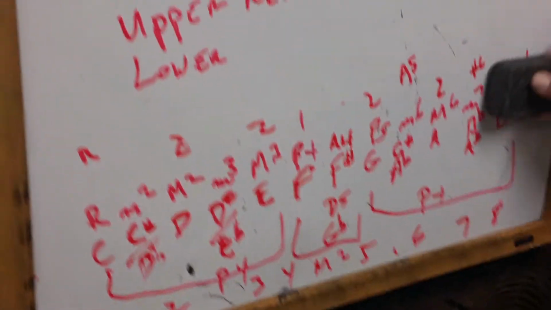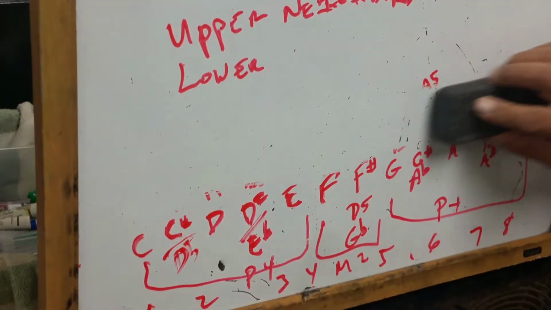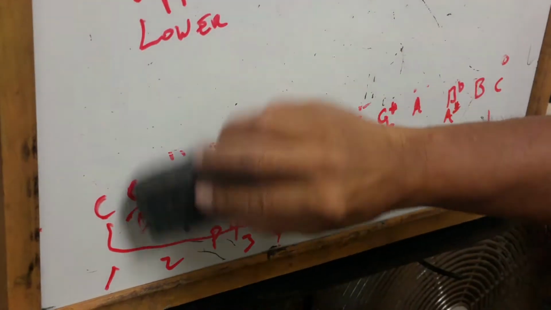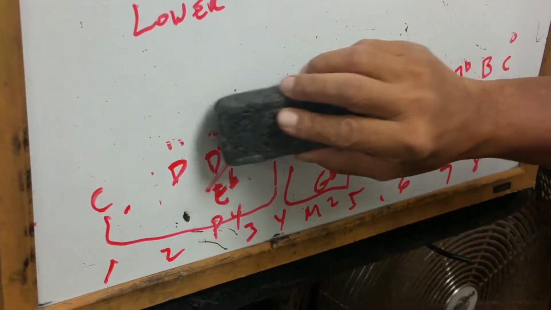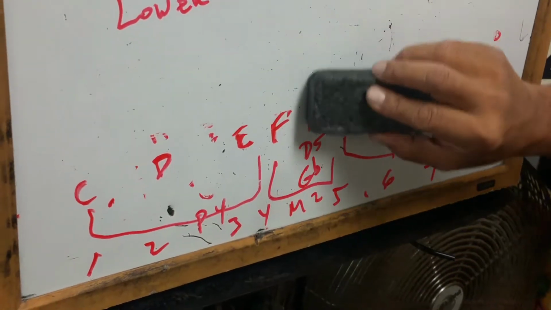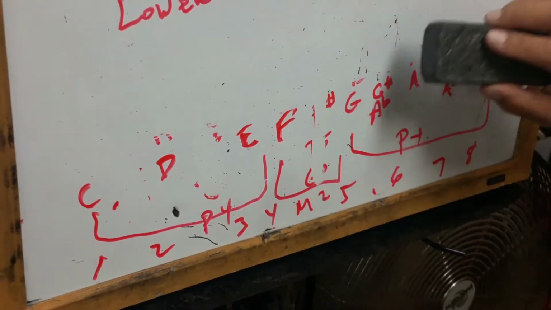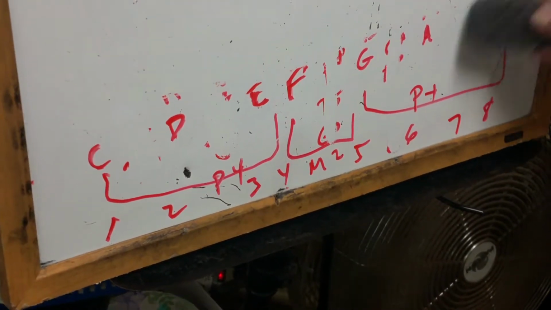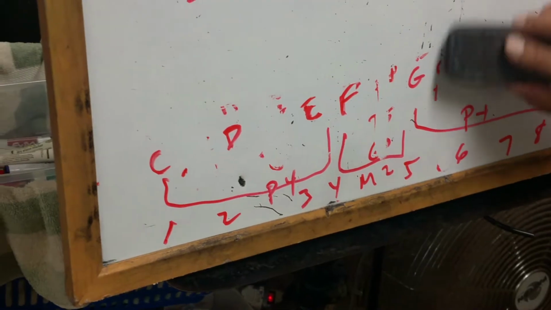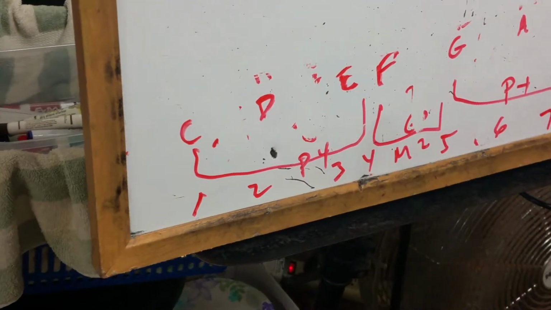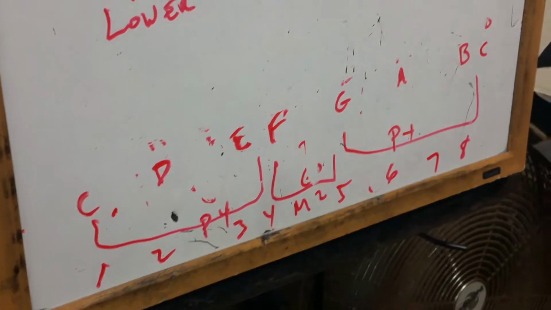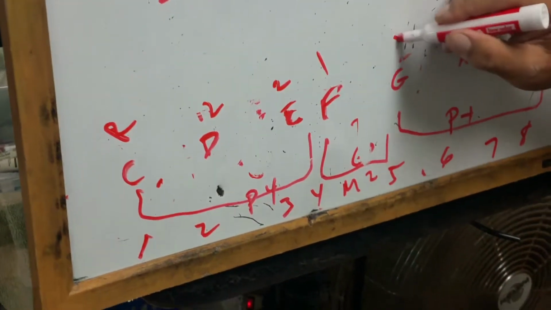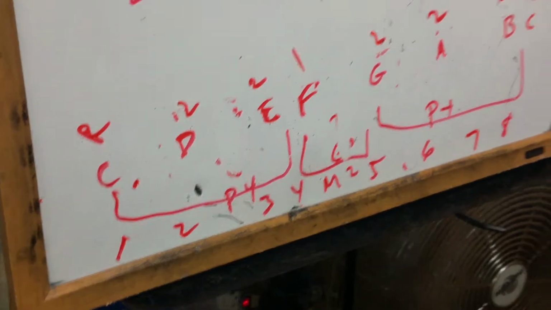So let me erase this here. Okay, now what we're looking at here is the scale steps. It's root, 2, 2, 1, 2, 2, 2, 1. In other words, your major scale formula for every scale is root, 2 half steps, 2 half steps, 1 half step, 2 half steps, 2 half steps, 2 half steps, 1 half step.